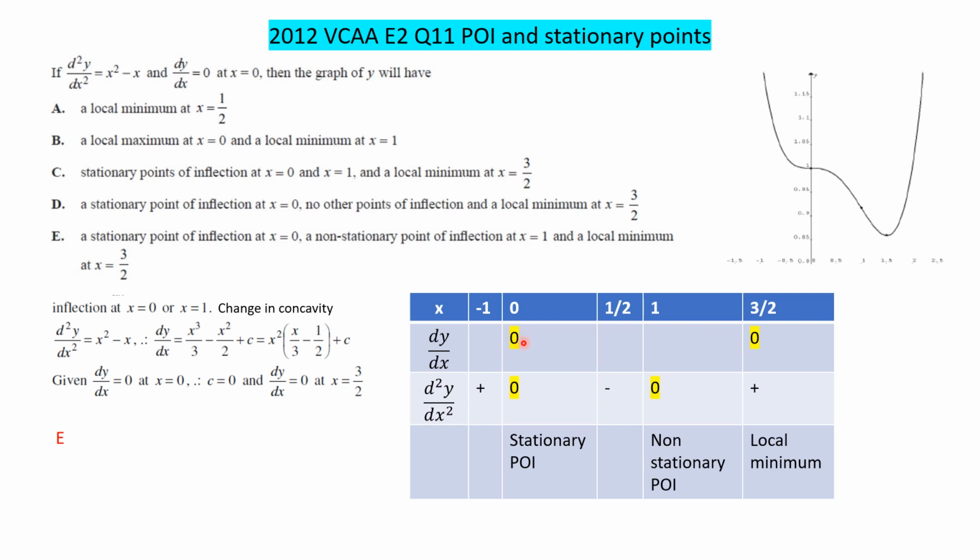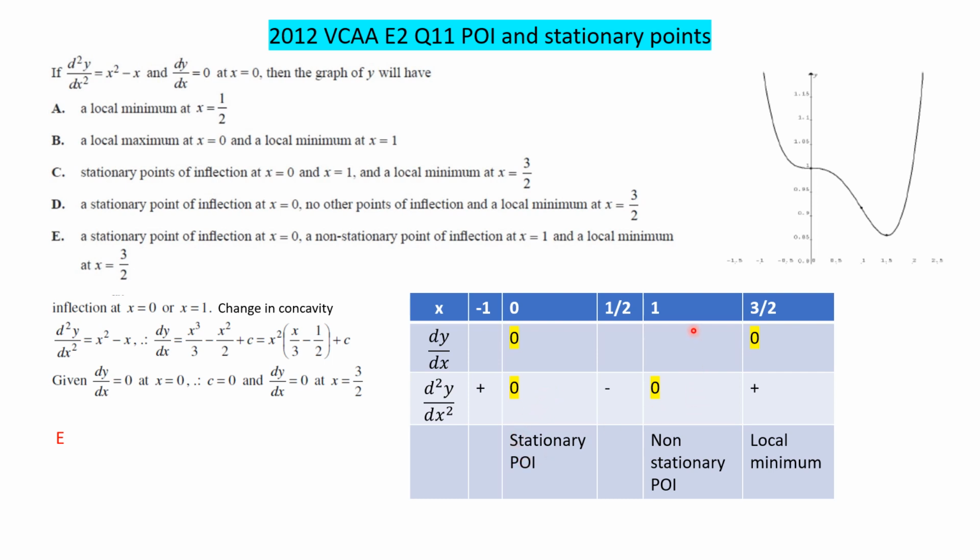So you can say from here, when x is 0, both the first and the second derivative are 0. So maybe you have a stationary point of inflection, but make sure that you check the concavity. So you check the sign of your second derivative, left and right of that x value. In this case, to the left of 0, your second derivative is positive. To the right, it is negative. So we do have the change in concavity. So you can conclude that this one is a stationary point of inflection.